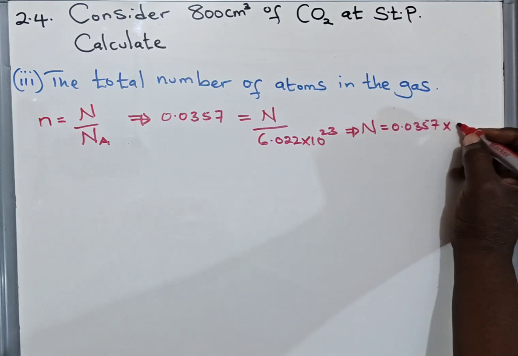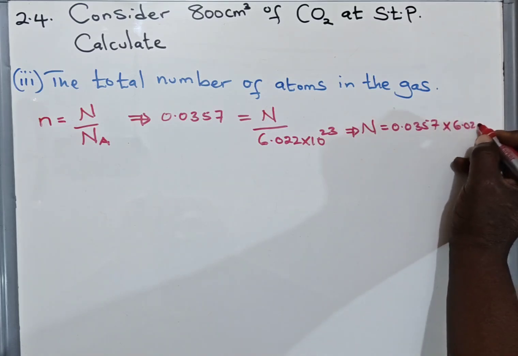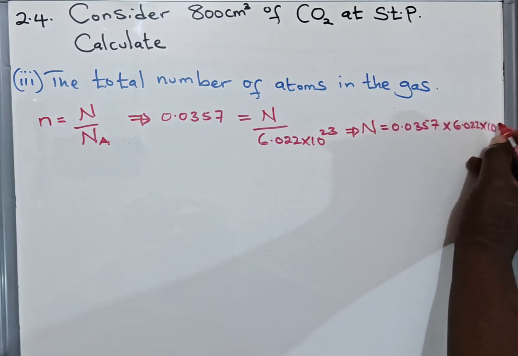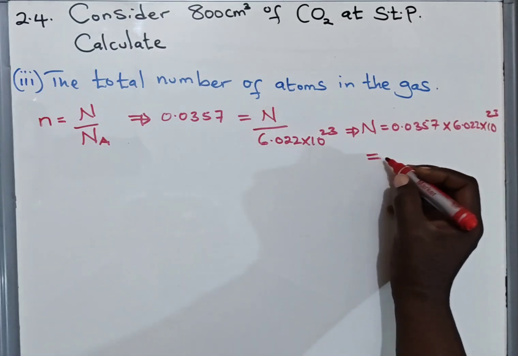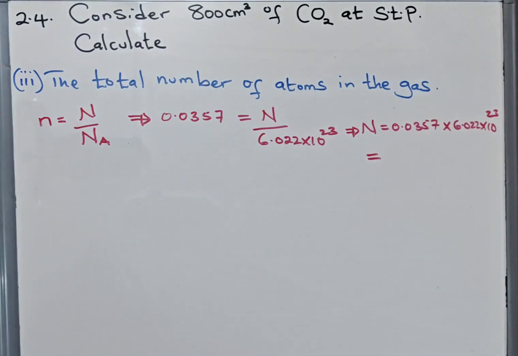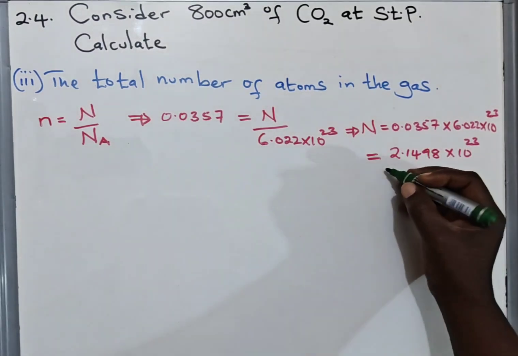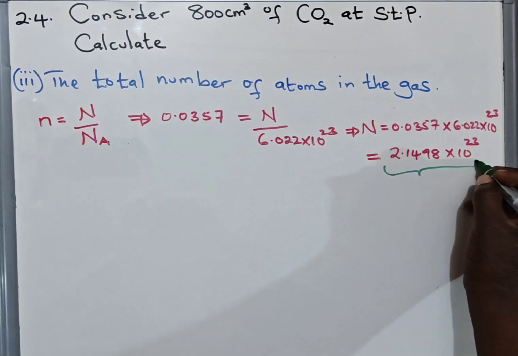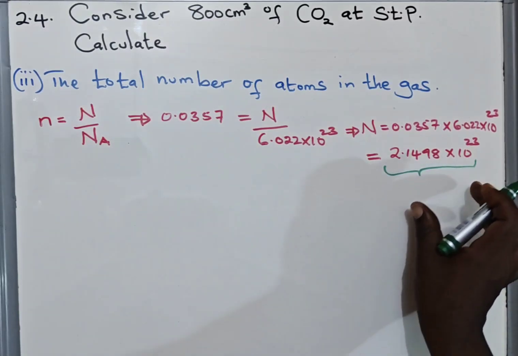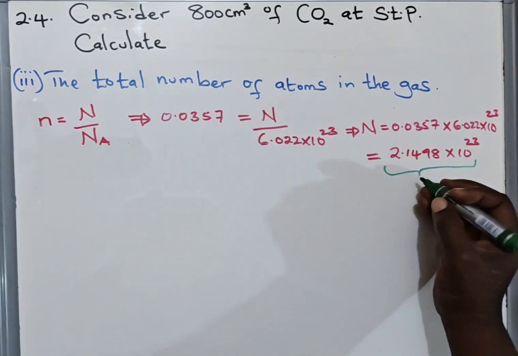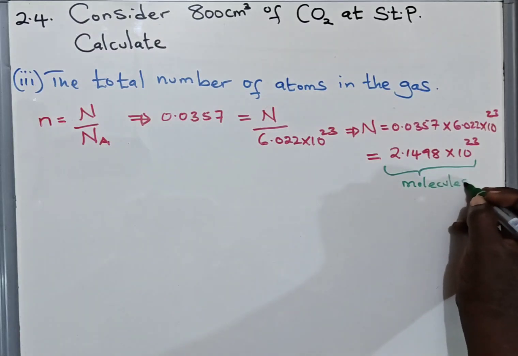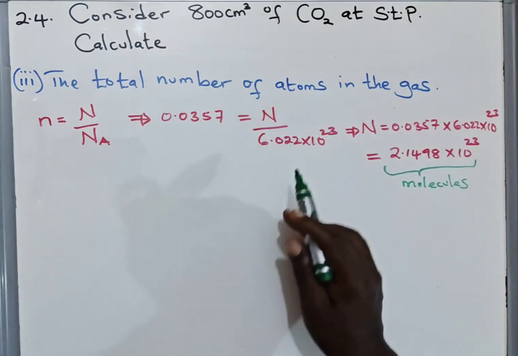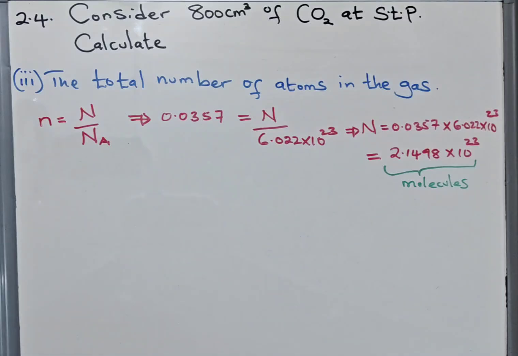giving you 0.0357 times 6.022 times 10 power 23. This gives us this. But we must not forget that these are the number of molecules of carbon dioxide. And the question wants the number of atoms. So what do we do?